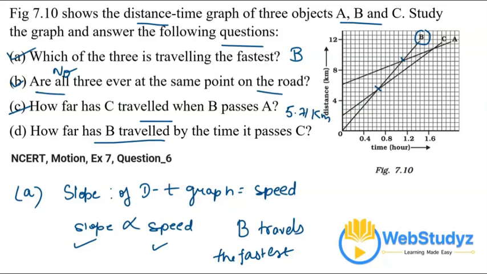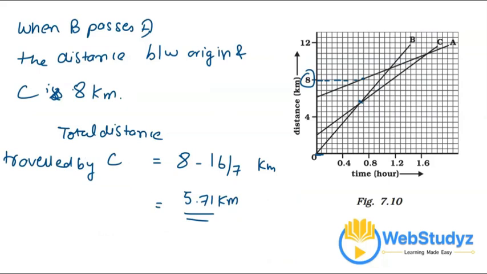Again, we will see it from the graph. So let us see here in the graph. The question says how far has B traveled when it passes C. So B passes C at this point, and we have to calculate how much B has traveled from origin till this point of intersection. So let's do the calculations for part D.